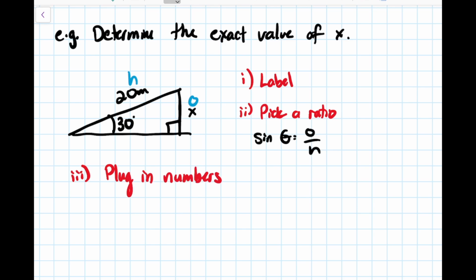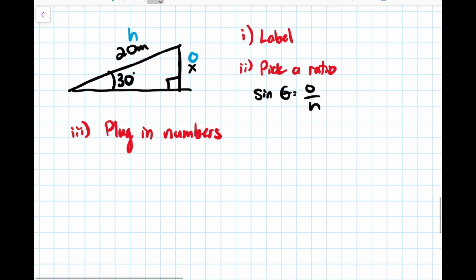So we take our sine ratio, and we get sine of theta, which is 30, so we know the angle, is our opposite, x, over hypotenuse, 20. So right now, if this was grade 10 trig, we could absolutely just cross multiply and figure out what x is. And on this particular question, that would actually get us a decent answer. But in general, if we're doing exact values, we do need a slightly different process.